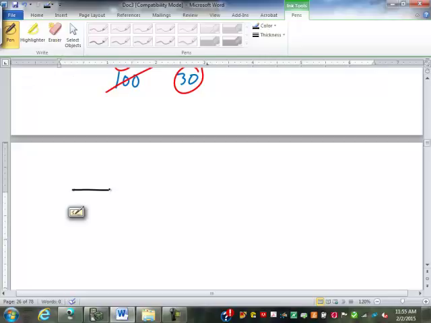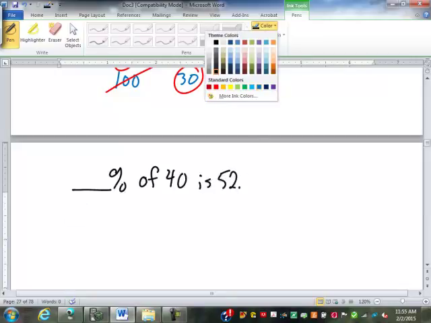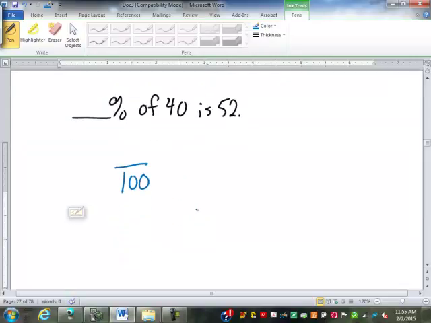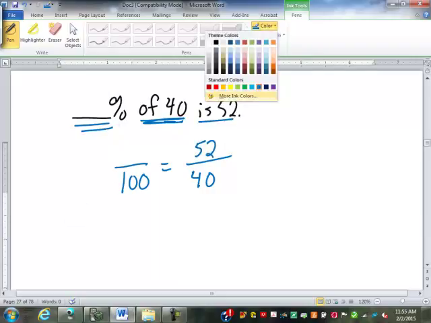This next one, I'm going to word it kind of funny. It's going to be a little difficult. Blank percent of 40 is 52. So again, we're missing the percent. So it's blank out of 100. Now, a lot of people here say, well, the 52 is the bigger number. It has to go on bottom. But we have to be careful. Blank percent of 40 or out of 40 implies the 40 goes on bottom. Blank percent is 52. The 52 matches up with our missing percent.